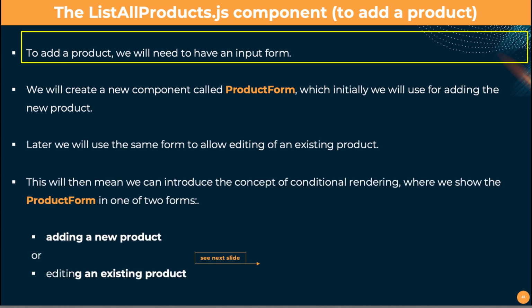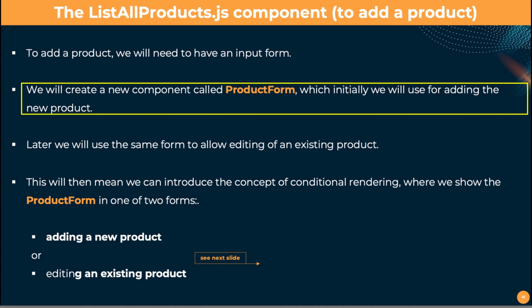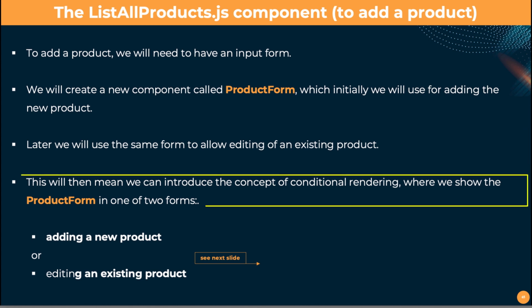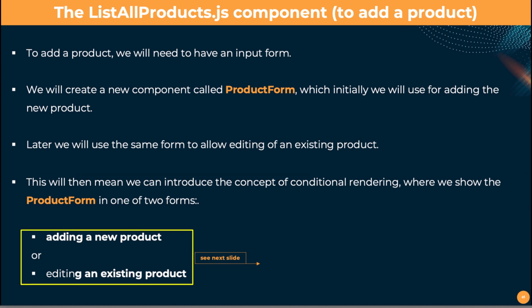So to add a product, we will need to have an input form. So we need another form which we will create, and we'll call it product form, and we'll do that after this. So it will be productform.js and it will be exported as product form. But later on we will use the same form to allow us to edit an existing product. So this will mean that we can introduce the concept of conditional rendering, where we show the product form in one of two formats, either for adding a new product or for editing an existing product.